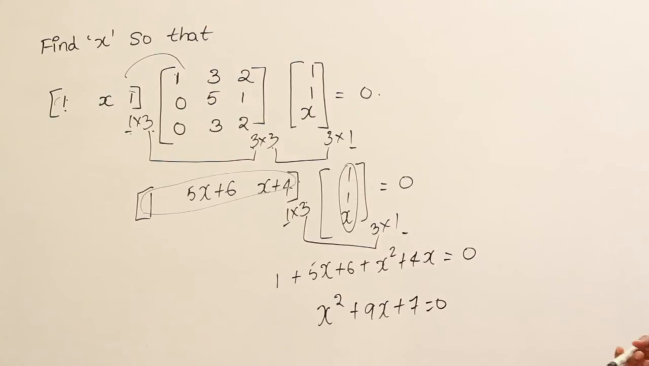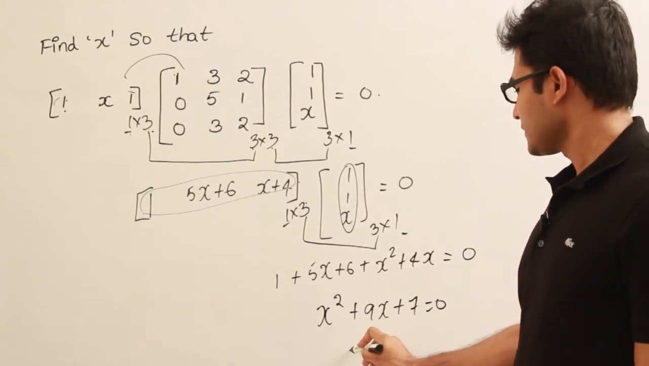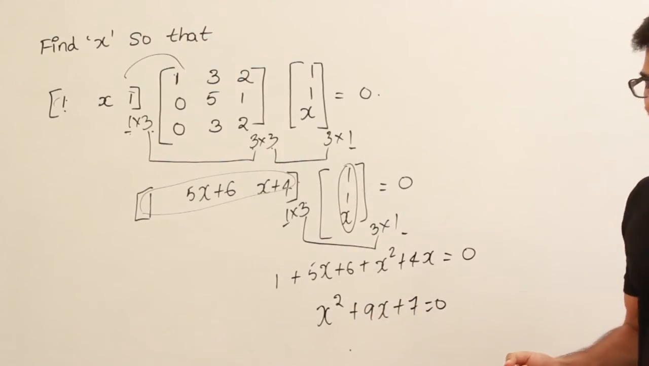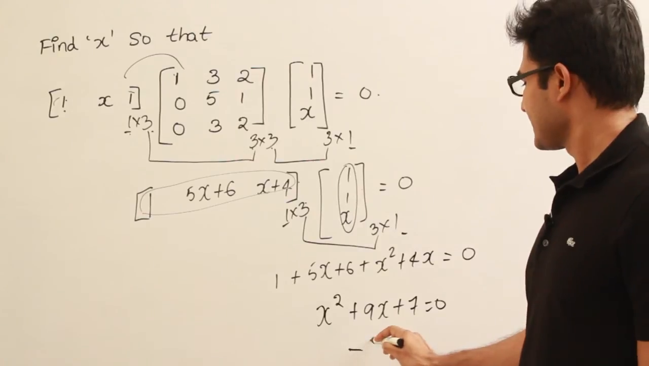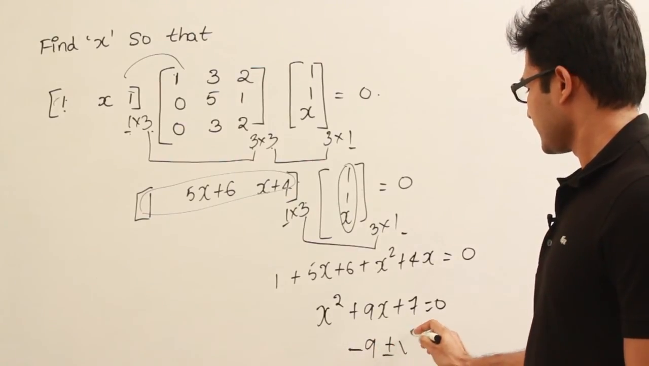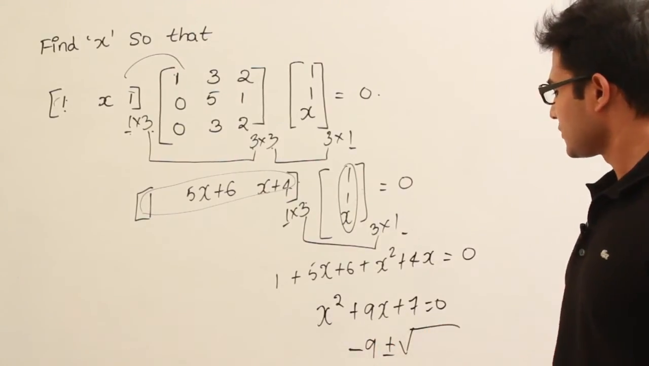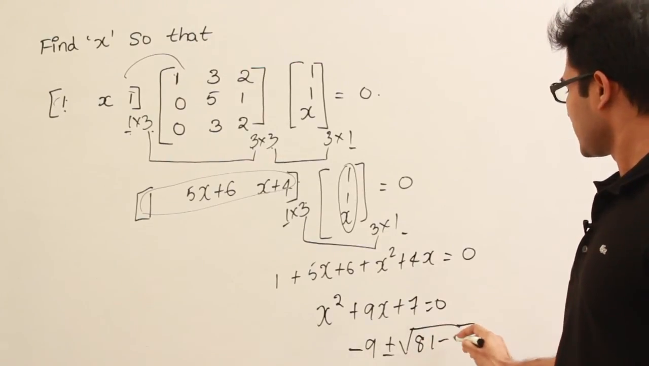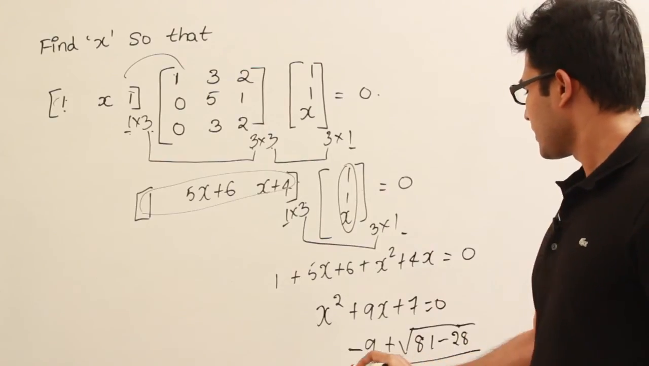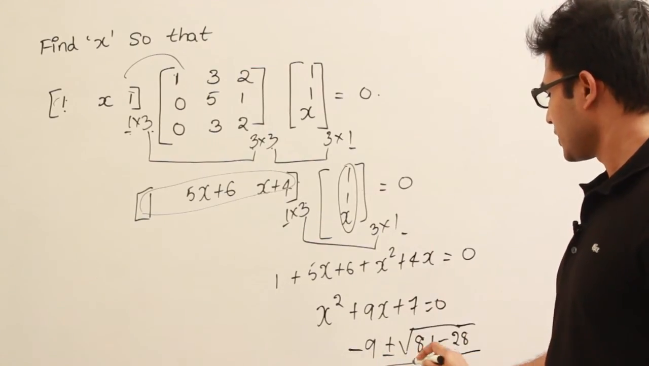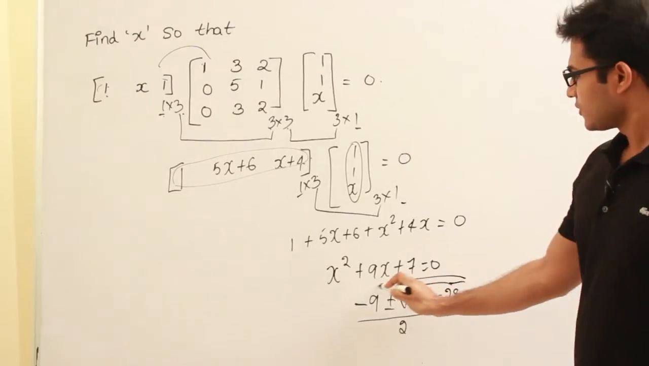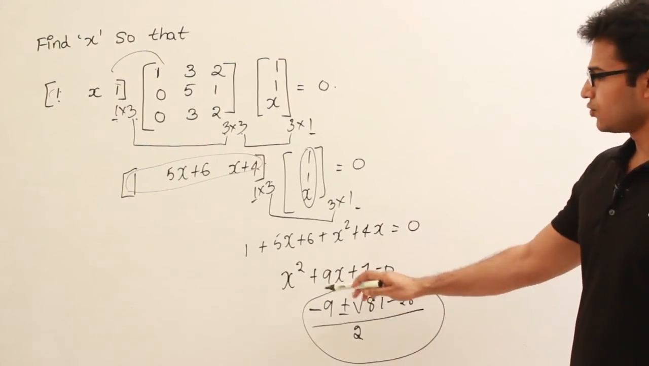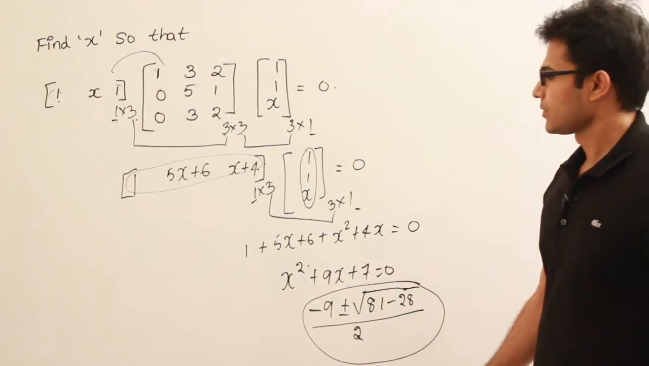Then how can we solve this one? The roots of this equation, the x values, can be found like this: minus b plus or minus square root of b square minus 4ac. Minus 4ac is 28, divided by 2a. 2a is 1, right? You can simplify it and you can get the answer. These are the two roots of x. Got it? Okay.